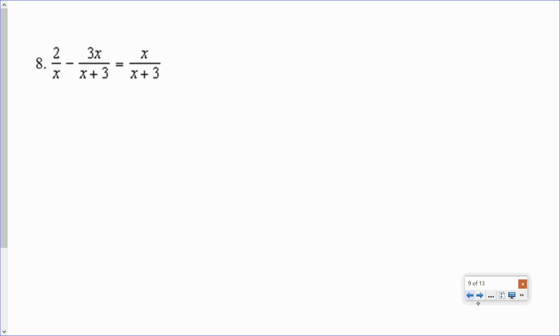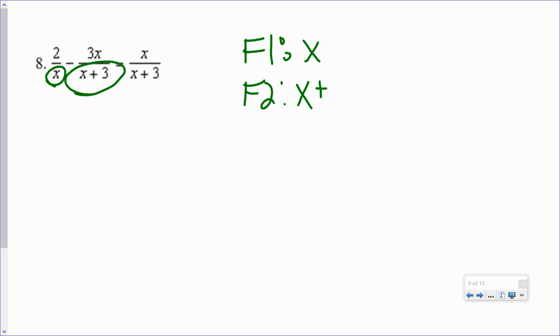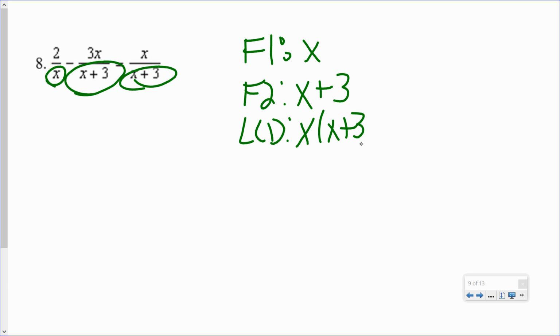Okay, now that you tried number 8 on your own, to get rid of fractions in an equation, I need to multiply by the LCD. To get my LCD, I'm going to list my factors. The first factor that I see is a single x factor. Then I see an x plus 3, and again, I see another x plus 3. I don't have to write it twice. So for my LCD, just take all your factors and smack them together: x and x plus 3 is x parentheses x plus 3.